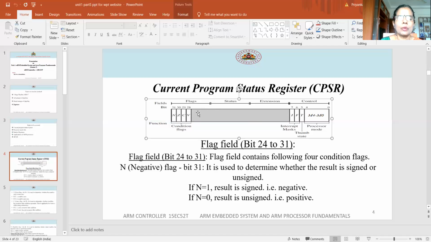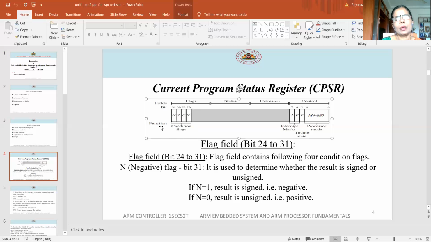Flag field: out of 8, again we are going to use only 4 bits. They are 28, 29, 30 and 31. 31 is N, 30 is Z, 29 is C, 28 is V. N stands for negative flag, Z stands for zero flag, C stands for carry flag and V stands for overflow flag. So these flags are called condition flags.